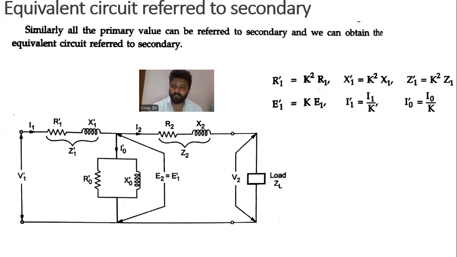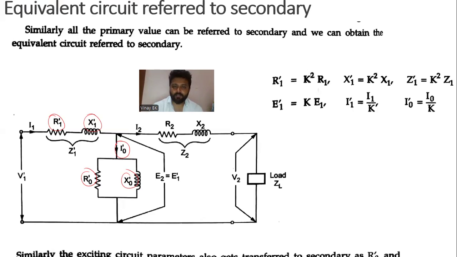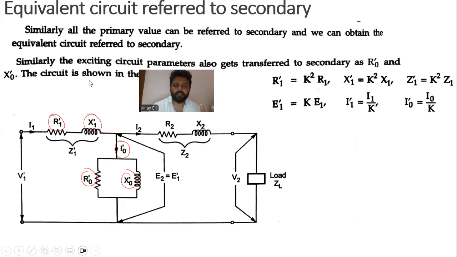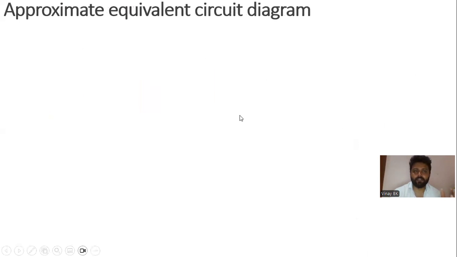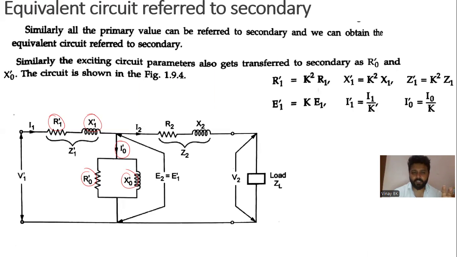These equations come in the basics, kindly refer to basic textbooks. So K square into R1, K square into X1, where K is the transformation ratio. On the primary side, instead of R1 you write R1 dash, instead of X1 you write X1 dash, R0 dash, X0 dash, everything with a dash on the primary side, because it is referred to secondary. Similarly, the exciting circuit parameters R0, X0 dash. So now we got two circuits: one referred to primary winding, the other referred to secondary winding.